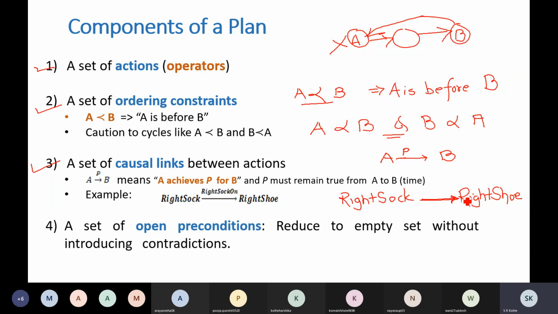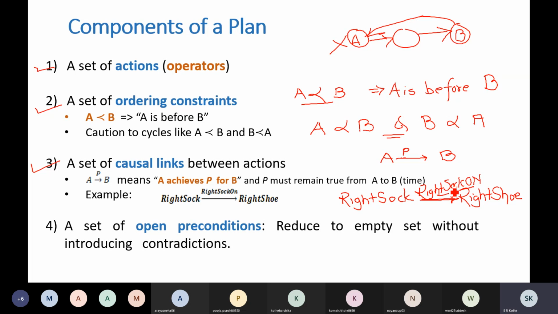Now during this transformation, right sock on has to be true. Suppose this is a predicate, right sock on must be true. So in between this, some other action should not make this right sock on false. So make sure that in between right sock and right shoe, this right sock on will be true all the time. So this type of link is called a causal link in partial order plan.